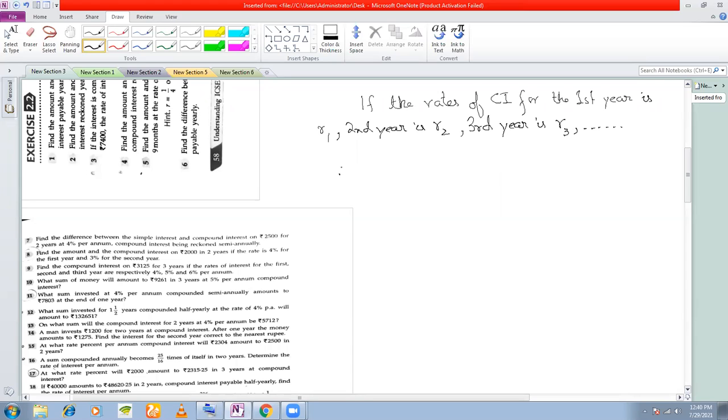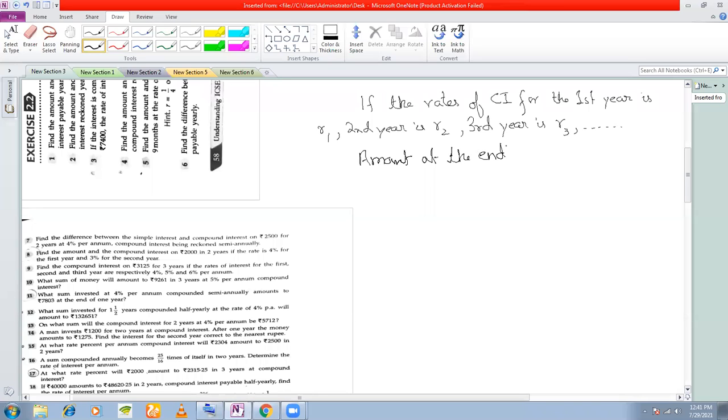Therefore, the formula will be A is equal to amount. Let's write the full thing. Amount after, amount at the end. And now it may be 2 years, it may be 3 years, it may be 5 years.